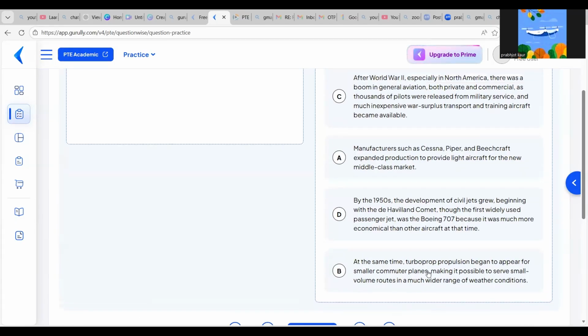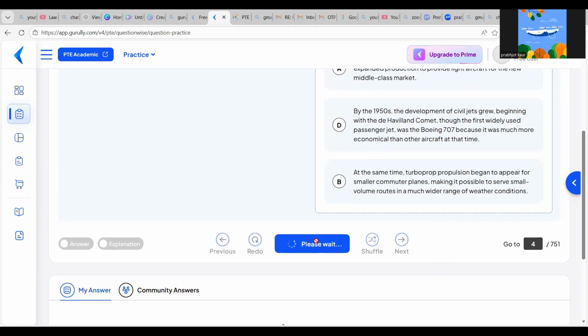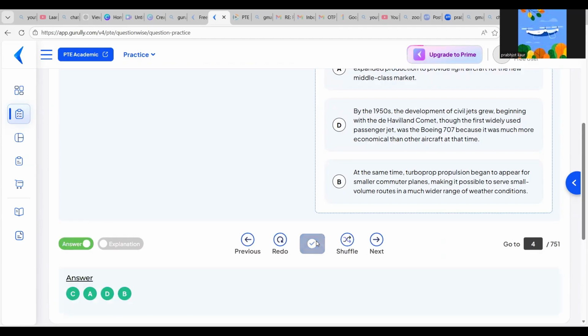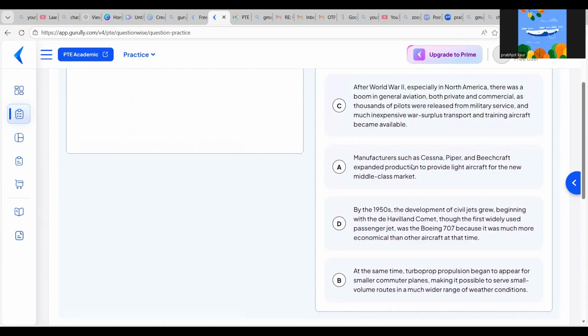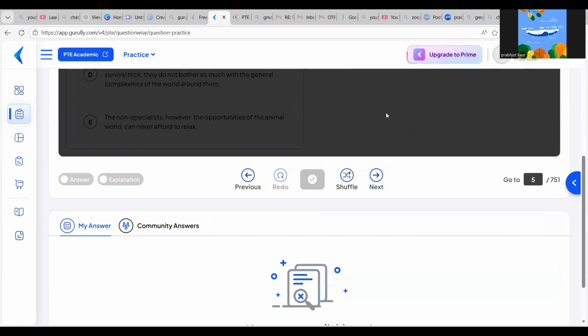So the logical structure here: historical background, this one. Then industry response, manufacturers expand. After that, technological advancement here and parallel innovation here, at the same time. Okay, got it? C, A, D, B. Can you see? So, next one.